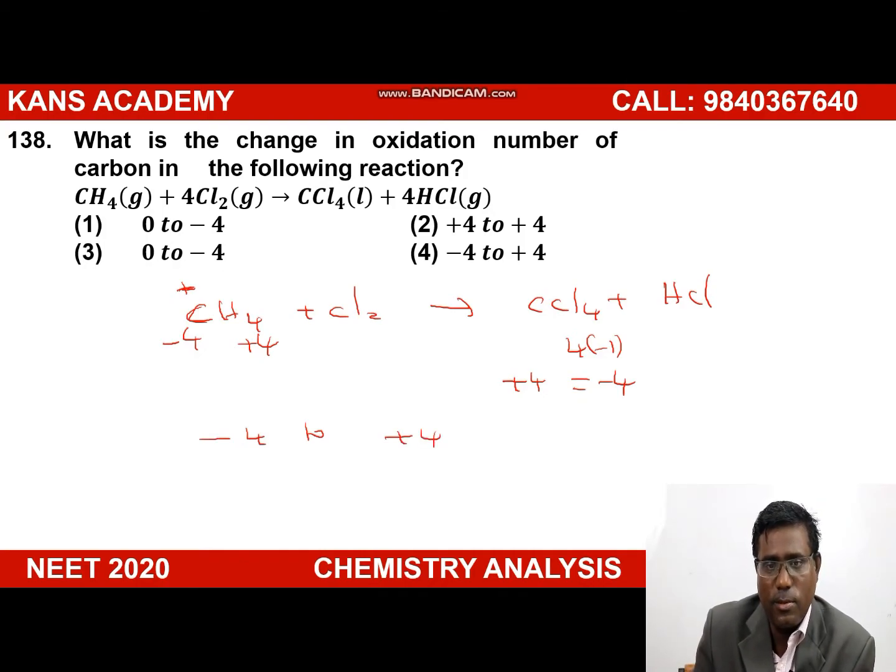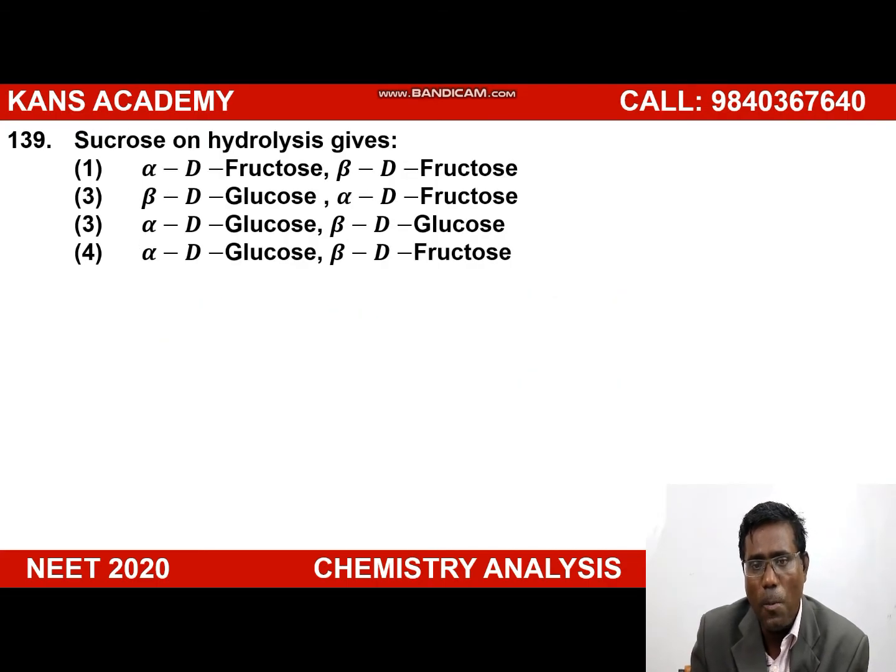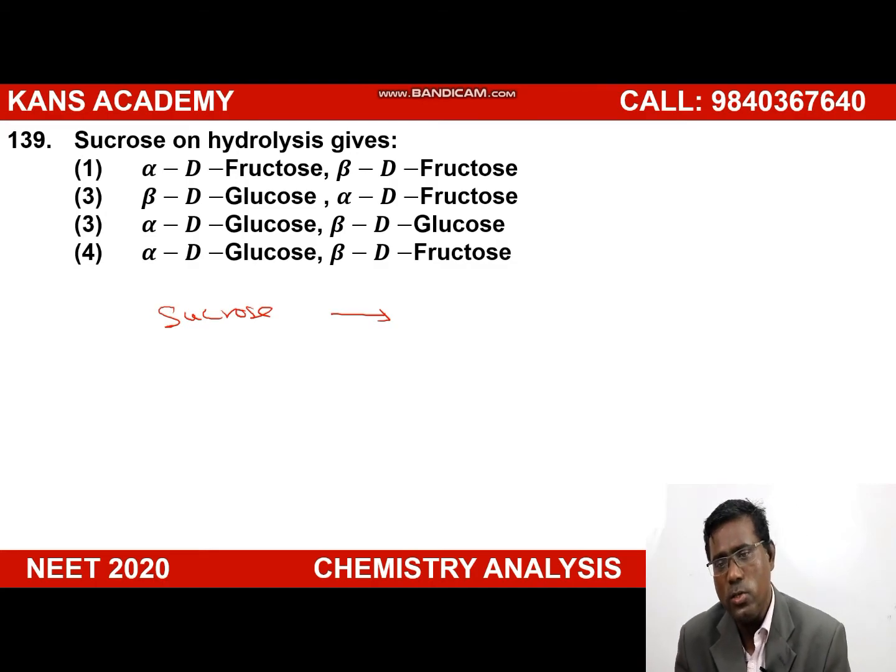Sucrose on hydrolysis will give alpha D glucose, beta D fructose, or so on; out of these 4 options we have to choose the correct one. We have to deeply analyze the sucrose structure. Sucrose is an example of disaccharides. In disaccharides, 2 monosaccharides are attached by oxygen, that is a glycosidic bond. Sucrose is a well established carbohydrate. When it is hydrolyzed, it gives glucose and fructose. It is a combination of glucose and fructose.